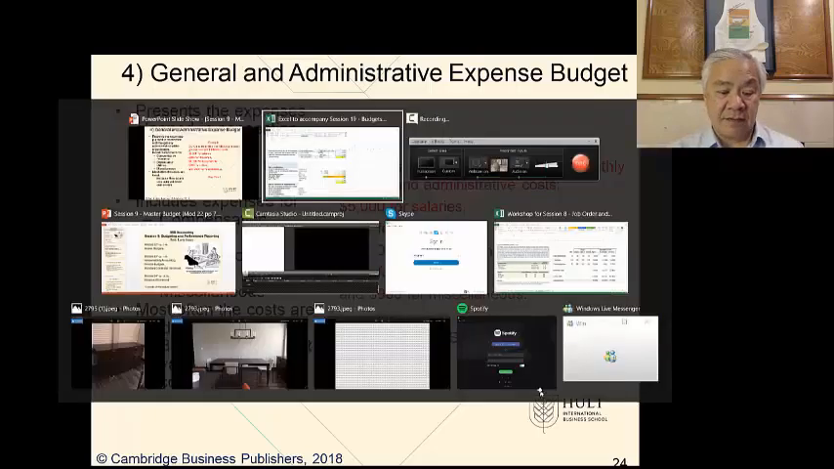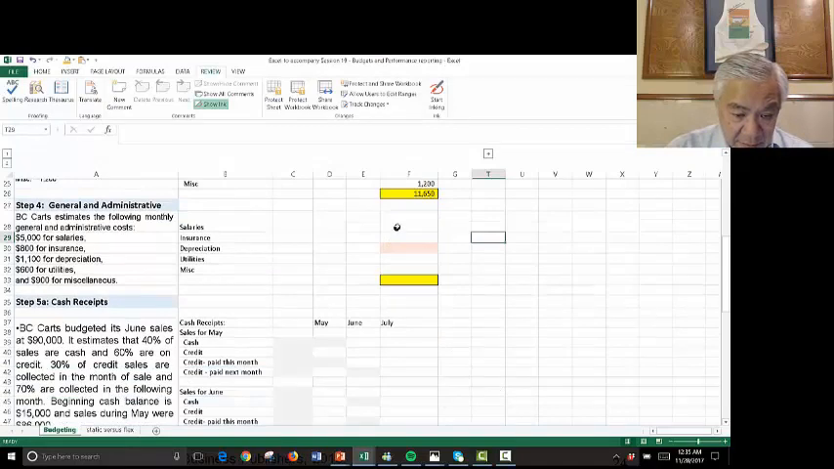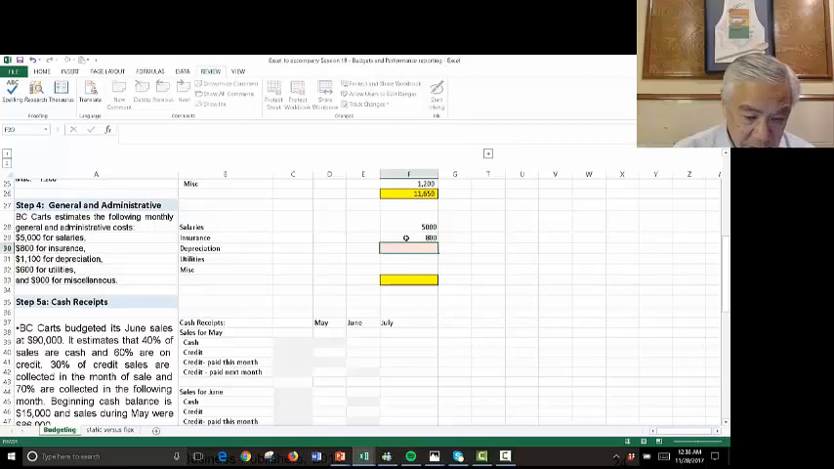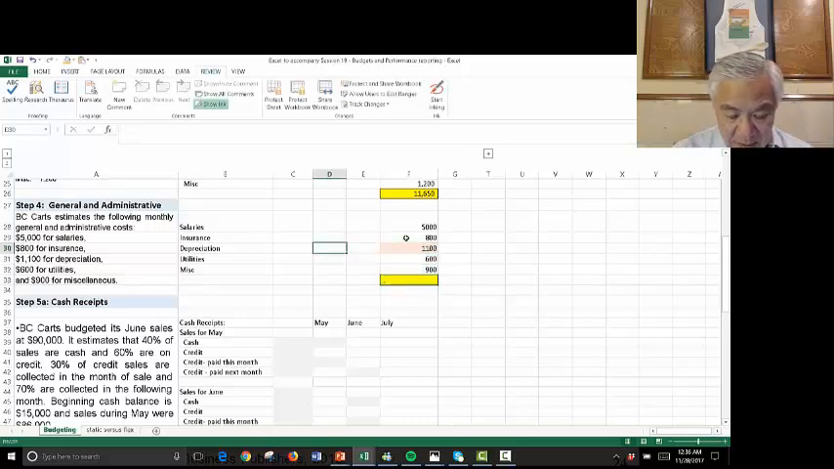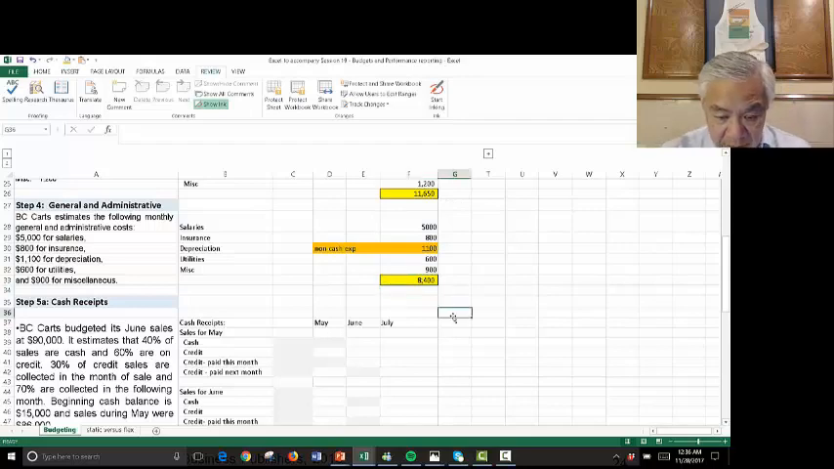So let's put these into our Excel form, and we'll move to the section called General Administrative. And this is very simple. We just give them the numbers: 5,000, insurance 800, depreciation 1,100, utilities of 600, miscellaneous of 900. And again, this is non-cash expense. And let's use the same color. And total equals sum, open parens, shade it, close parens. So we have a cost of $8,400 for G&A.